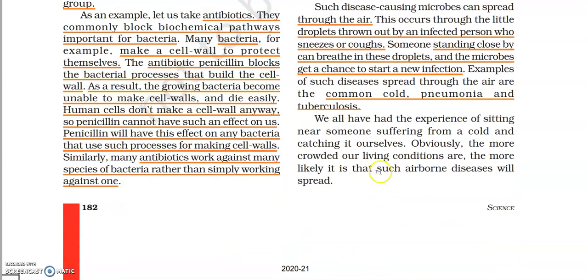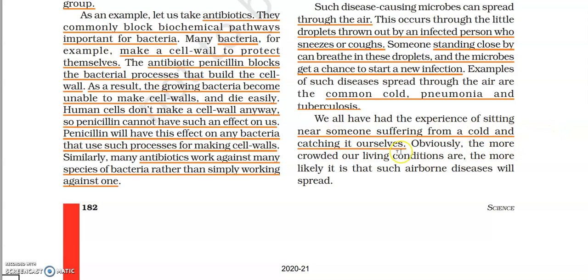Now, we all have had the experience of sitting near someone suffering from a cold. You must have noticed this in your house, if any one of the members has a cold, then there are high chances that someone else in your family can also get the cold, because they are living in the surroundings of the person who has a cold, right? Even if you sit near someone suffering from cold, you can also catch this cold.